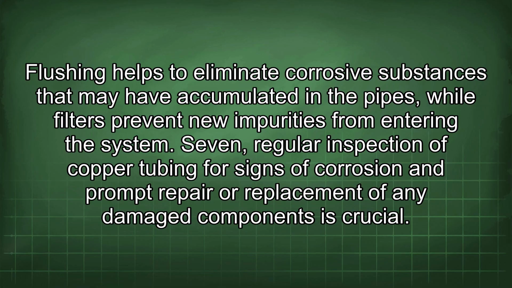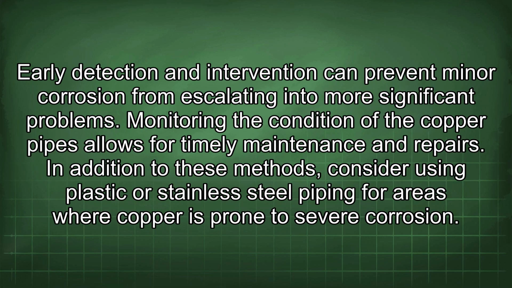7. Regular inspection of copper tubing for signs of corrosion and prompt repair or replacement of any damaged components is crucial. Early detection and intervention can prevent minor corrosion from escalating into more significant problems. Monitoring the condition of the copper pipes allows for timely maintenance and repairs.